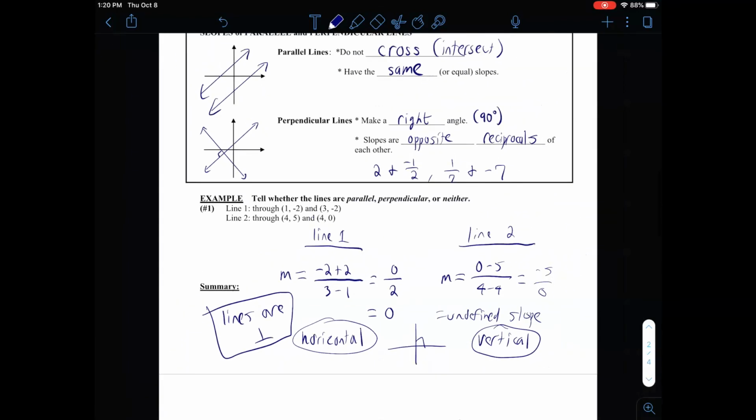All right, but for other lines, for example, if this one right here was negative 7 over 2, and this one over here was 2 over 7, those would be perpendicular. If they were both negative 7 over 2, they would both be parallel. Okay, hopefully you get the idea.